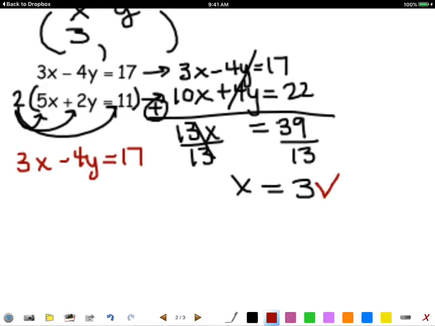Then, if I know x is 3 right here, I'm going to put that in place of the x. Don't go put it in for the y. If x is 3, put 3 in for the x. Copy everything else down. Do your multiplication first. 3 times 3.